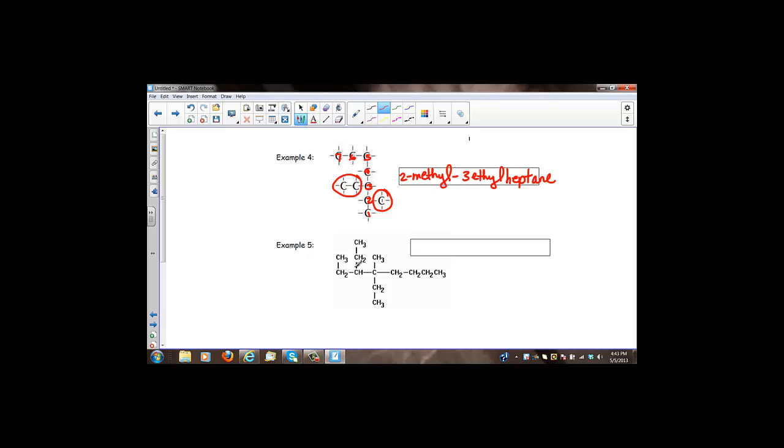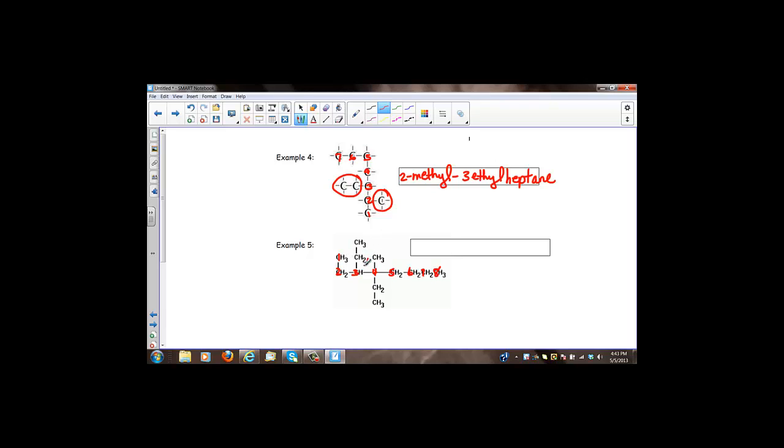Let's look at this one. Now, here you have to be careful, because you might be apt to number this 1, but it's not. This is a bent chain. So 1, 2, 3, 4, 5, 6, 7, 8. That's my longest continuous chain.